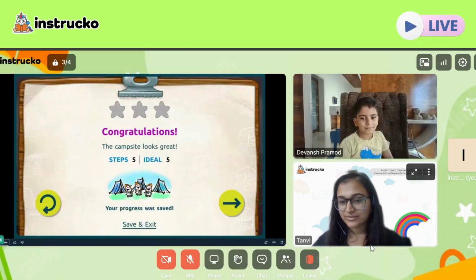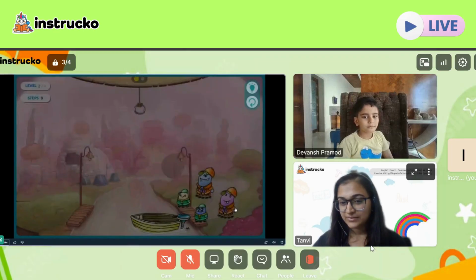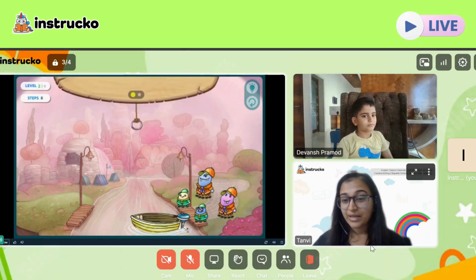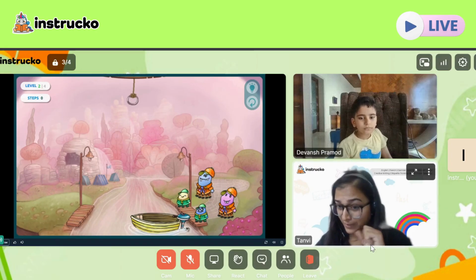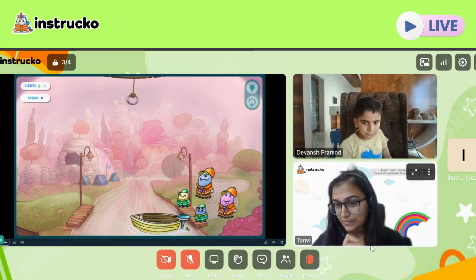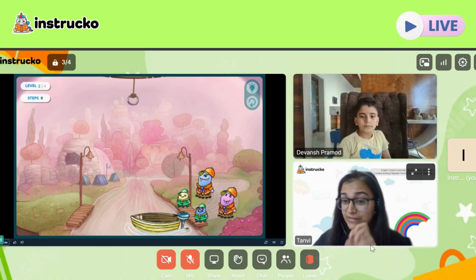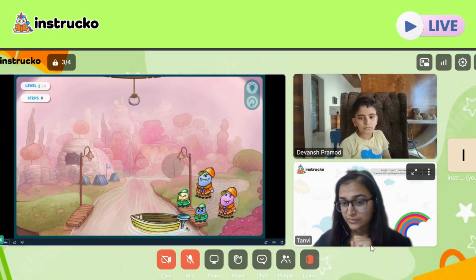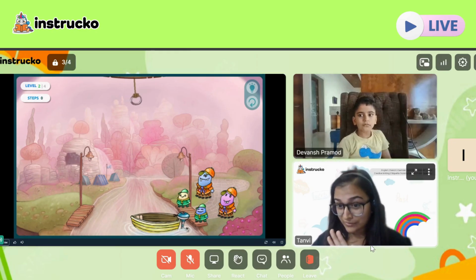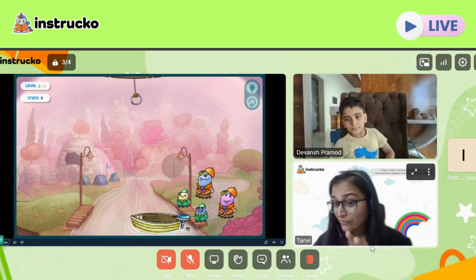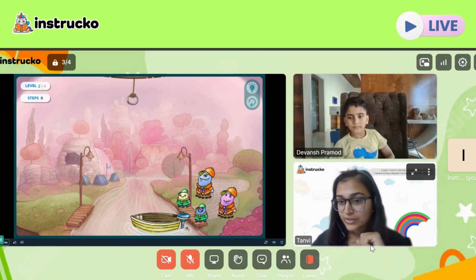Okay, one more level. This time, along with the big ones who are called counselors, we have some campers. Campers are the little ones. The rule is the little ones can go together, but the big ones need to go alone, all by themselves. Okay. But we do need someone to drive the boat back always. So, how are we going to take everyone to the other side?